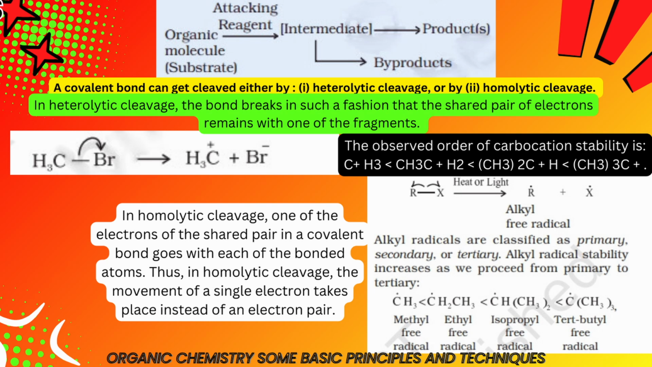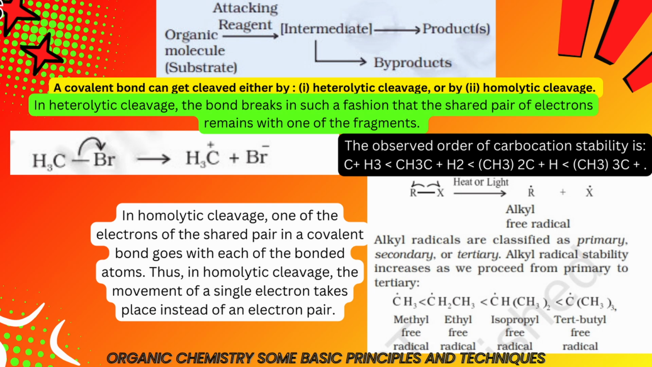Interestingly, tertiary carbocations are the most stable due to inductive and hyperconjugation effects, while methyl carbocations are the least stable. In contrast, homolytic cleavage splits the bond so that each atom retains one electron, forming free radicals. These unpaired electrons make free radicals highly reactive. For instance, alkyl radicals can be classified as primary, secondary, or tertiary based on their structure.